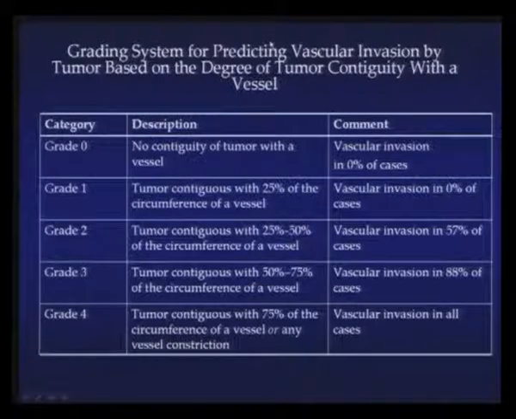In grade 4, obviously, we see constriction of the vessel. There is a little difference between venous vessel constriction and arterial vessel constriction. A venous vessel constriction could be venous invasion, and arterial vessel constriction is always vessel invasion. But I want to show you our way of working with CT.